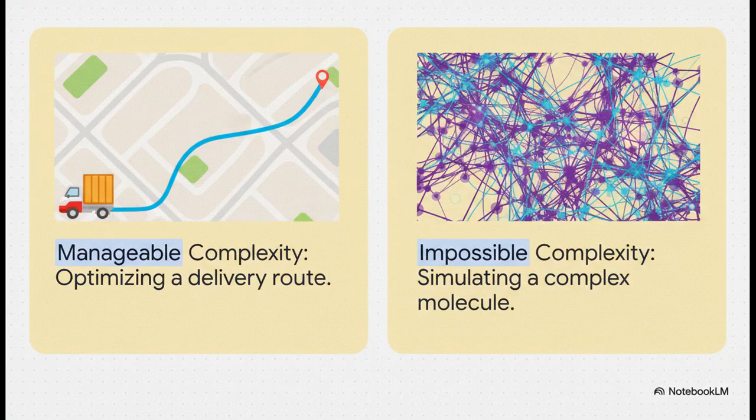This slide nails the difference perfectly. On the one hand, you have something like figuring out the best route for a delivery truck. That's complicated for sure, but it's manageable for a classical computer. But then, ask that same computer to perfectly map out every single quantum interaction inside a complex molecule to, say, design a new life-saving drug. The number of possibilities just explodes. As it turns out, trying to simulate quantum physics on a classical computer is, well, kind of an impossible task.